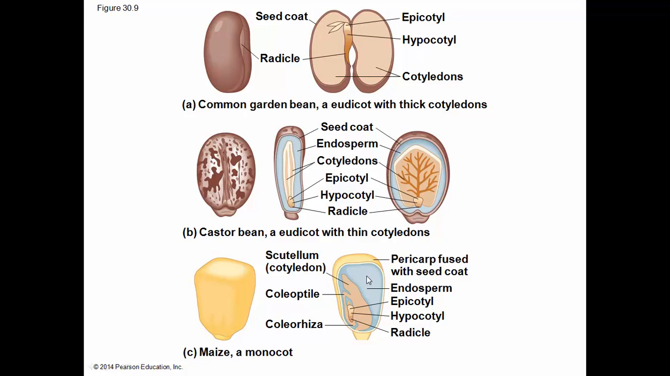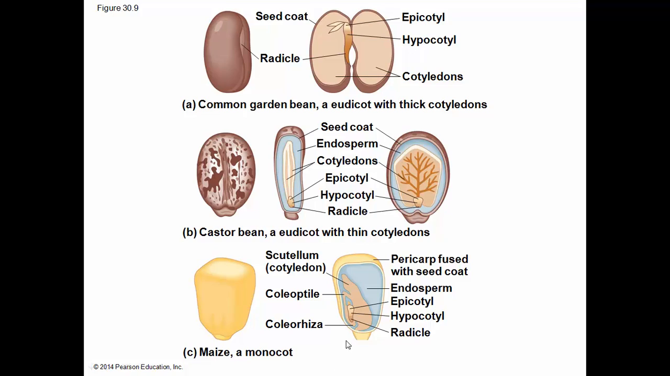And then this is the endosperm of a corn. Like all monocots, corn has only one cotyledon. Maize and other grasses have a large cotyledon called a scutellum. The rudimentary shoot is sheathed in a structure called the coleoptile, and the coleorhiza covers the young root.